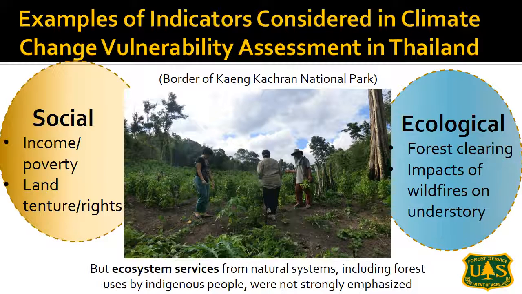And I saw a huge opportunity where a lot of the indicators that people were using to assess vulnerability were either social, focused on aspects such as income, poverty, land tenure, access rights, versus ecological indicators such as impacts of wildfires into the understory, biodiversity, impacts of forest clearing, but very little attention on ecosystem services, which would provide a way to talk about how the ecological conditions would relate to human well-being in these communities and perhaps identify opportunities to try to promote both.